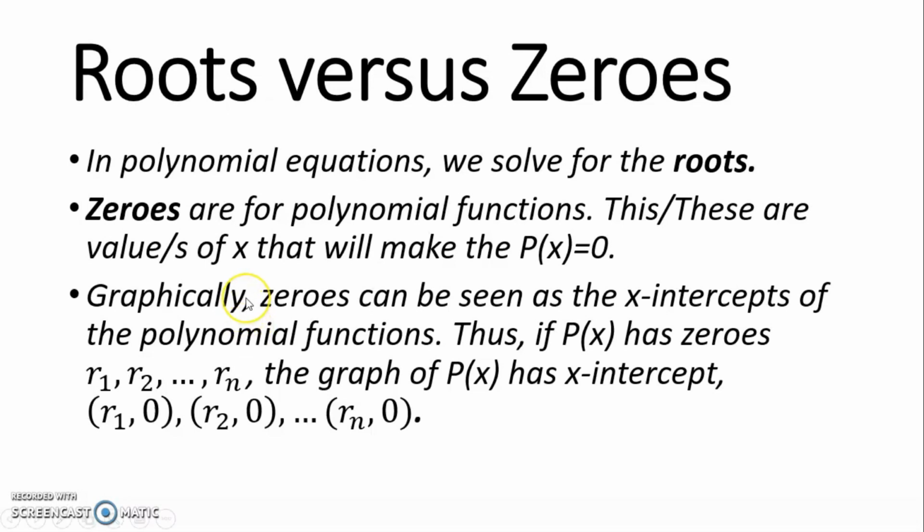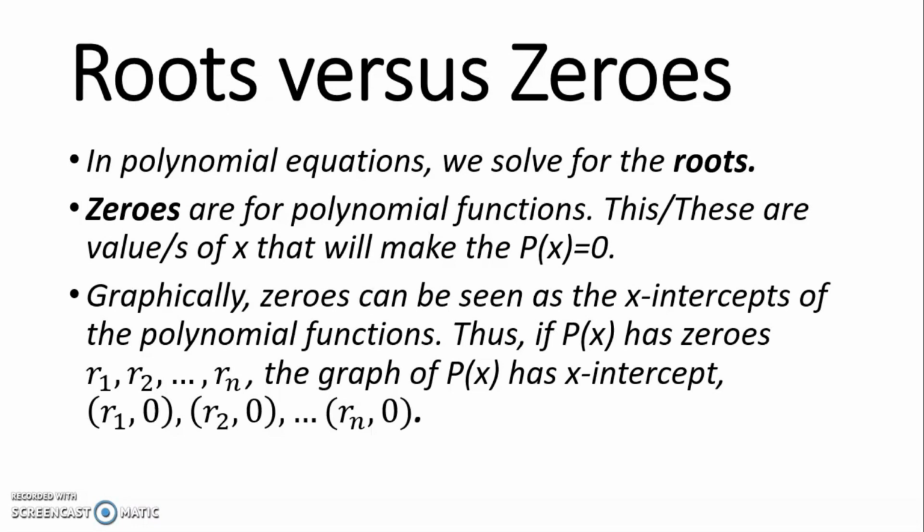Now, graphically, zeros can be seen as the x-intercepts of the polynomial function. So in short, if we're looking for the zeros of the polynomial function, as well as trying to graph the polynomial function, we can already identify some distinct points in its graph, which are the x-intercepts of the polynomial function. Thus, if p of x has zeros r sub 1, r sub 2, until r sub n, the graph of p of x has x-intercepts r sub 1, 0, r sub 2, 0, until r sub n, 0.